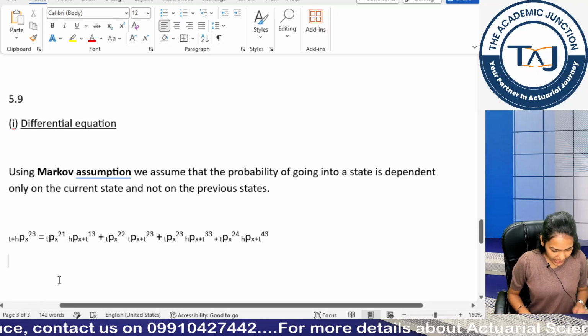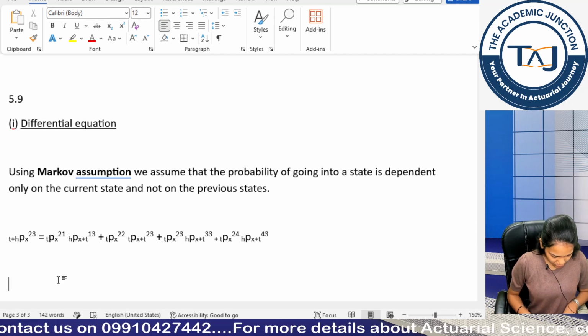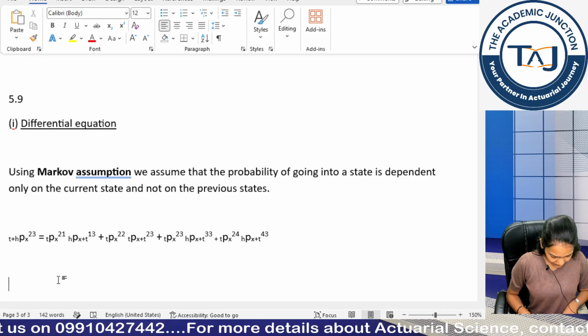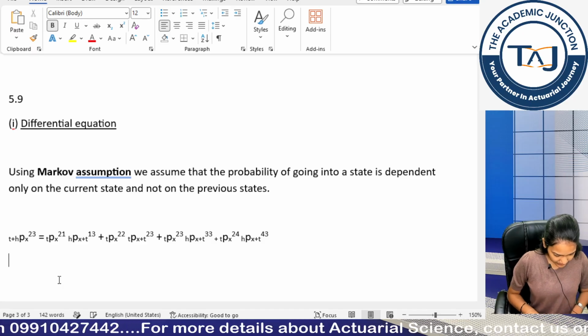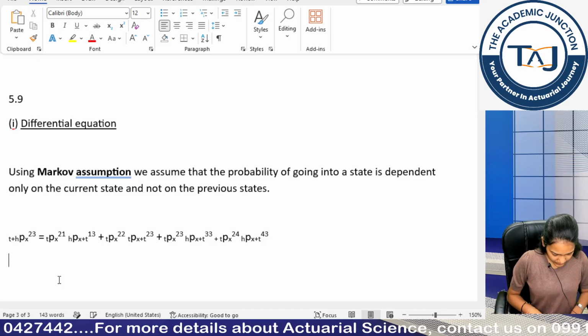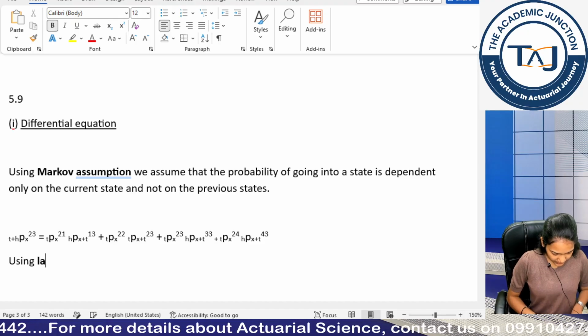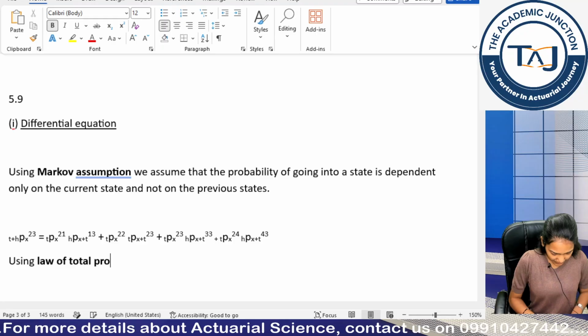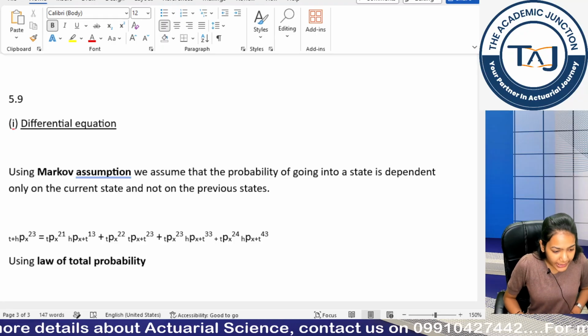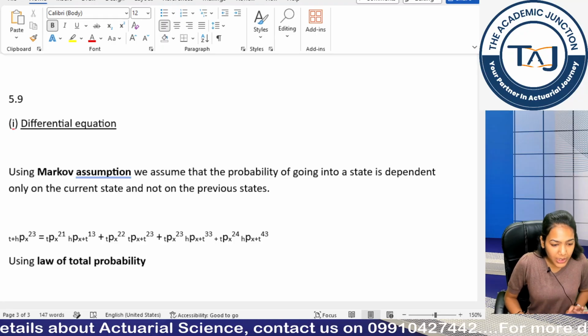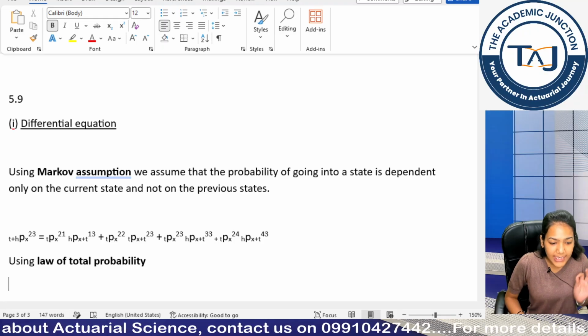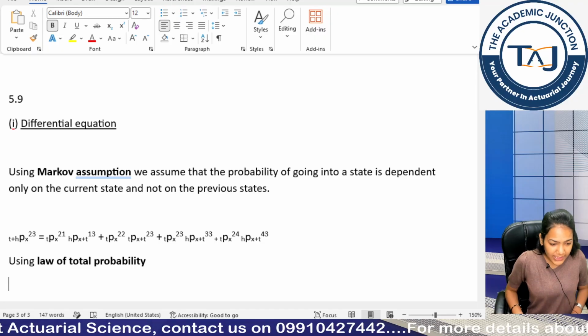Now I will again take an assumption of the law of total probability. So I'll write, using law of total probability. Can you see how I am highlighting and bolding each and every assumption, so an examiner can easily give me the marks for the assumption?